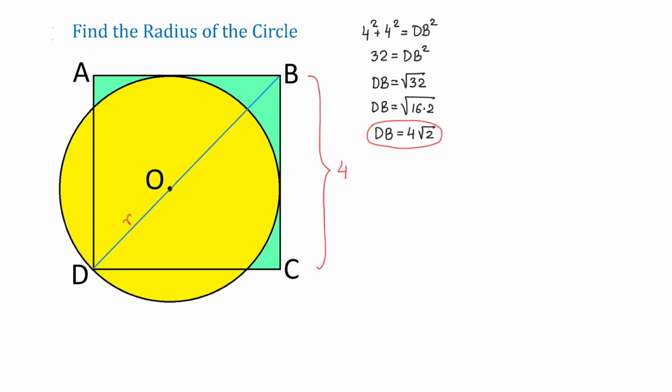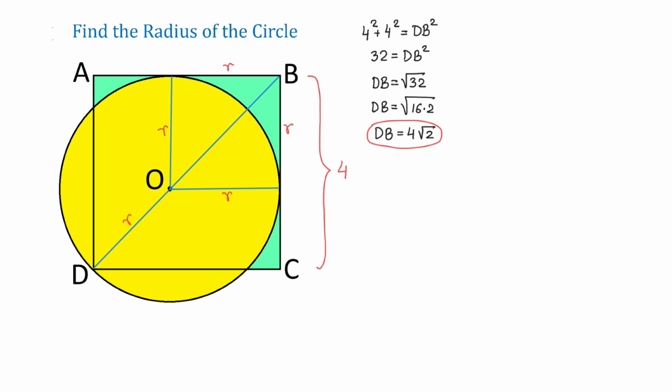Then in the next step, we will connect the center with each point of tangency. And because the radius is always perpendicular to the tangent line at the point of tangency, these two angles are right angles. So now we have a square with each side equal to r.